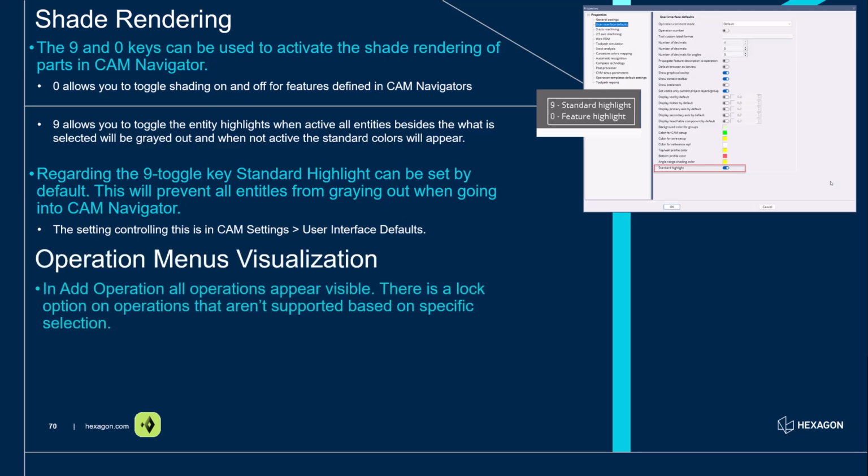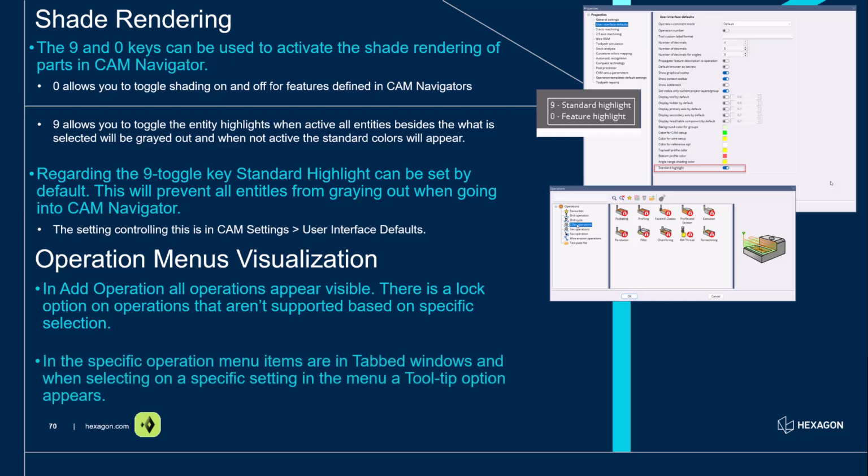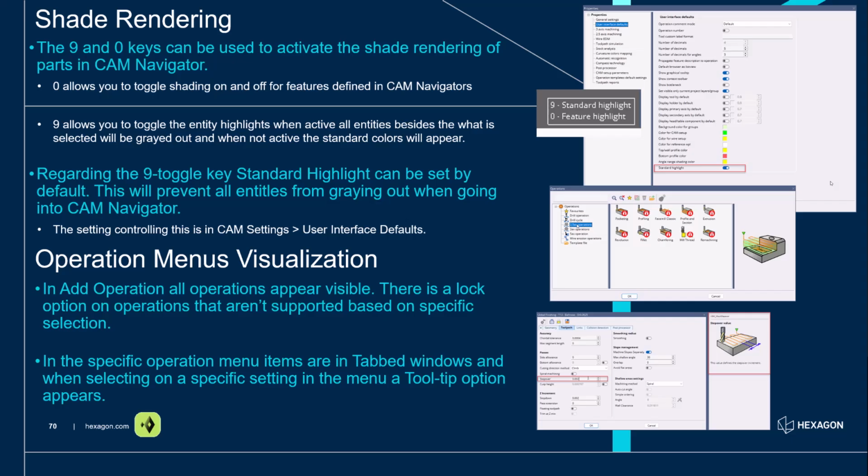Within the operation menu, it is possible to see all of the operations. If, based on the selection that you're choosing, the operation is not possible to select, there will be a lock icon right next to the operation. And within the operation menus, the options are now in tabbed areas. For example, post-processor will be where you change your speeds and feeds for each specific operation, and you'll notice that there's a tooltip option within each individual parameter to tell you what it does.